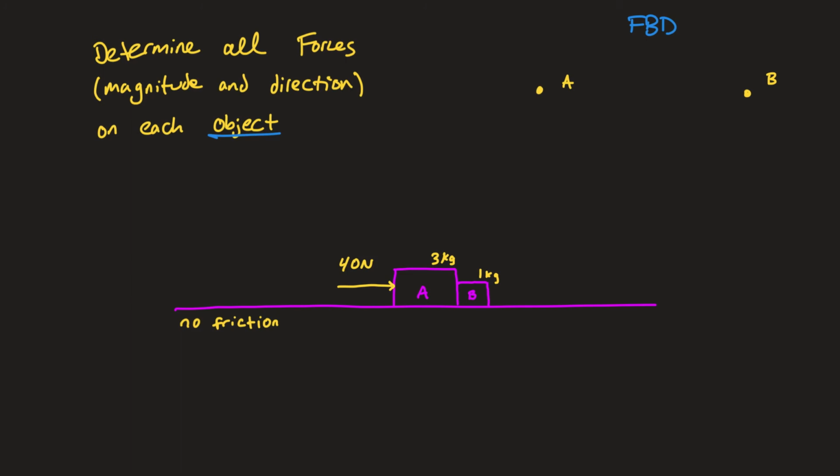So notice that what we've done here is we switched into the system view, and we were able to extract information that we would not have been able to get just focusing on the individual objects. Now that we have that piece of information, namely the acceleration of this whole system, let's switch back into the individual object viewpoint and finish the problem.